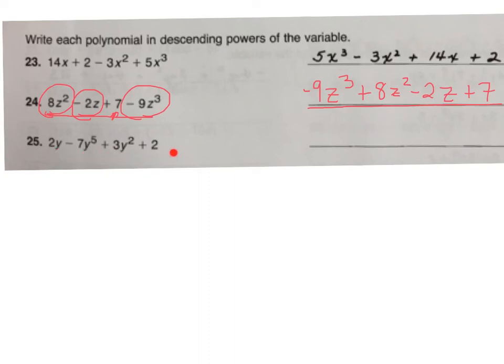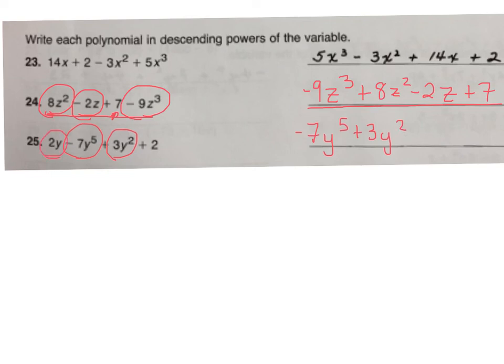Okay, look at the number 25. Which one of these has the biggest degree? Negative 7y to the 5th. So it's super easy. We've got negative 7y to the 5th comes first because its degree is 5. So I'm going to write negative 7y to the 5th. And then I've got 3y squared is the next biggest. So I'll go plus 3y squared.